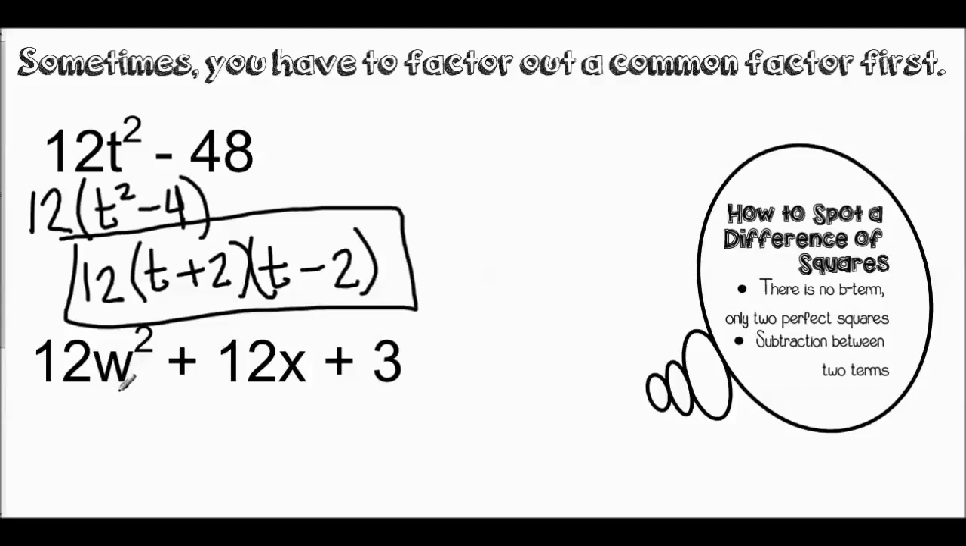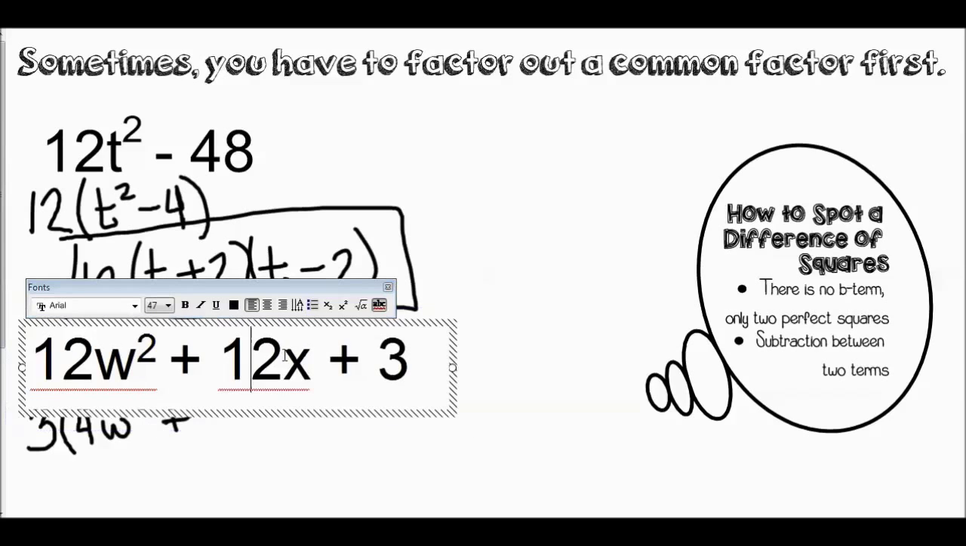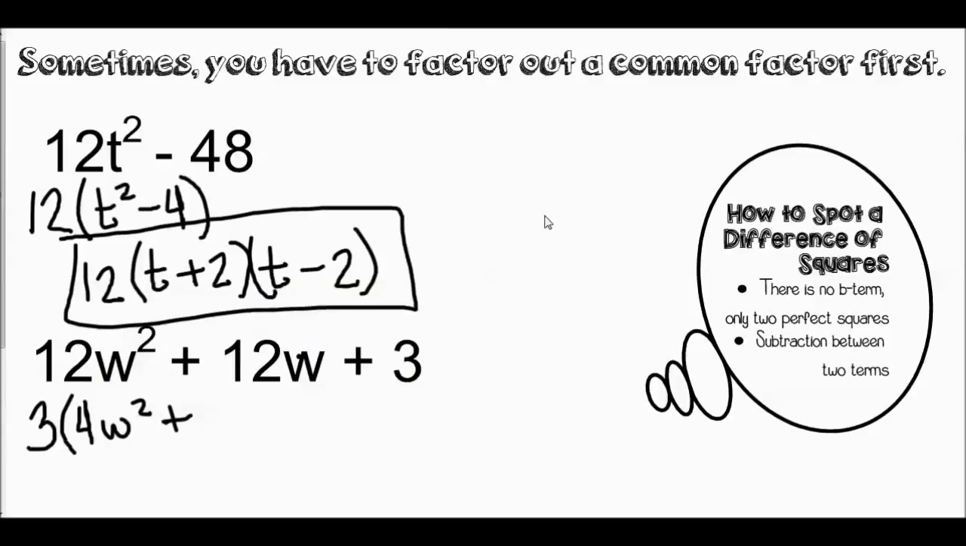Likewise on this bottom one, 12w squared plus 12w plus 3. I have a common factor of 3, so I can pull that out. 3 times 4w squared plus, well, here, I made a typo when I was making this. There shouldn't be two different variables in there. That should be a 12w. Okay, much better. So if I pull out a 3 of 12w, I'm left with 4w, and 3 divided by 3 is 1.